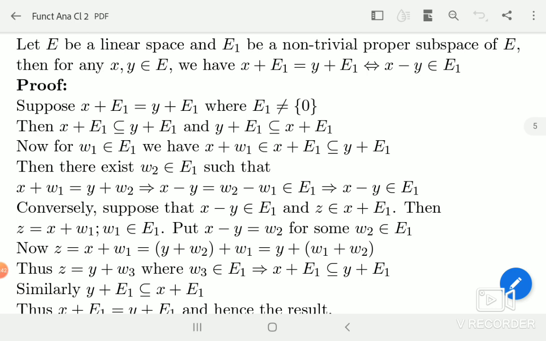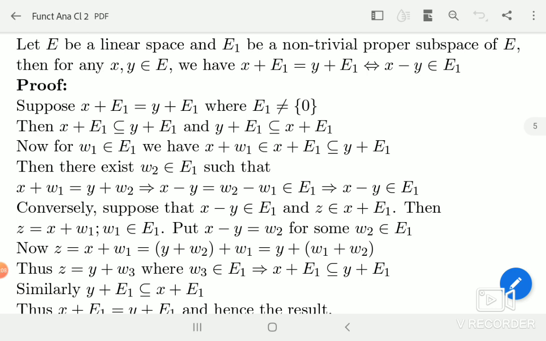Now E1 is a subspace, and it is closed under addition and subtraction. So W2 minus W1 will be some element of E1, some W3 element of E1. So we got what? If two cosets are equal, the difference of the representative elements x minus y will be in the subspace. So the one part is over.